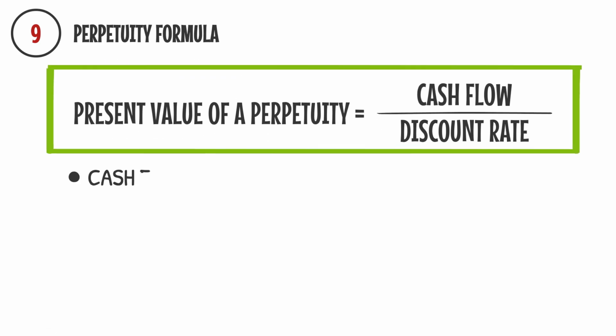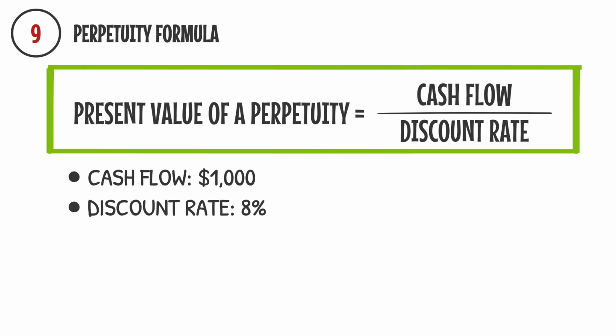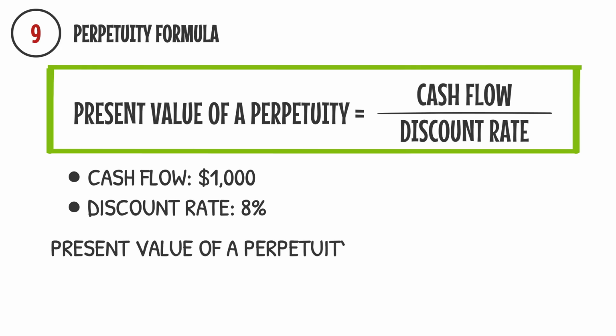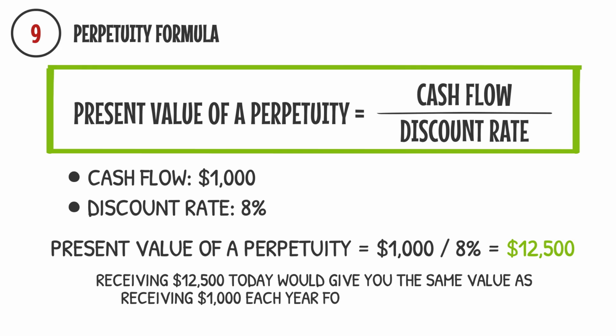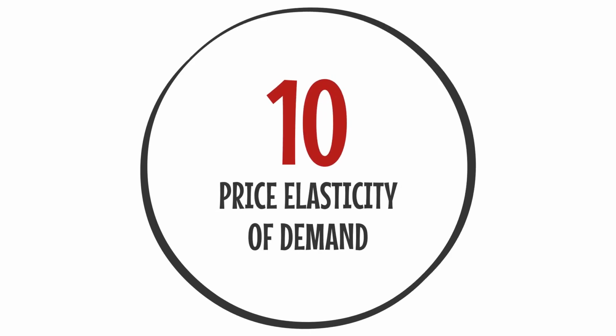You're expected to receive $1,000 per year for the rest of your life. You expect that you will be able to get 8% annual returns by investing in the stock market. Therefore, the present value of this perpetuity is $1,000 divided by 8%, or $12,500. In other words, receiving $12,500 today would give you the same value as receiving $1,000 each year for the rest of your life.